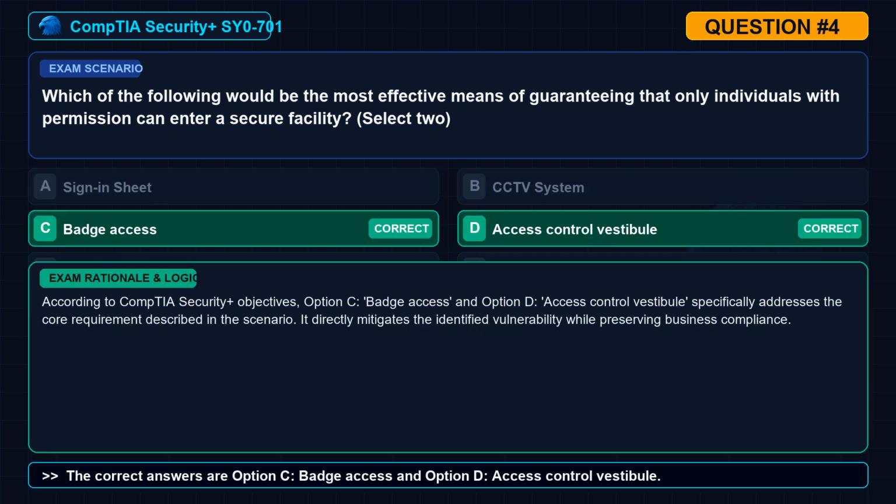The correct answers are option C, badge access, and option D, access control vestibule. Why is this the answer? According to CompTIA Security Plus objectives, option C, badge access, and option D, access control vestibule, specifically address the core requirement described in the scenario. It directly mitigates the identified vulnerability while preserving business compliance. Notice how the question highlights guaranteeing that only individuals with permission can enter. In the CompTIA exam, always look for these operational clues.